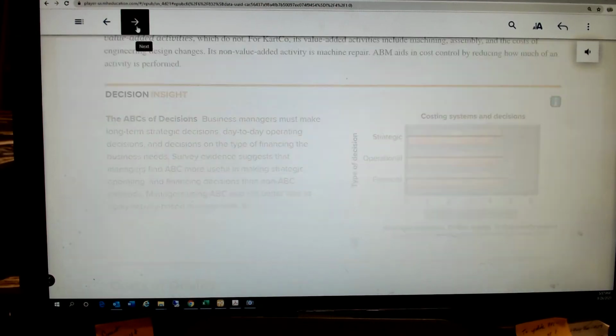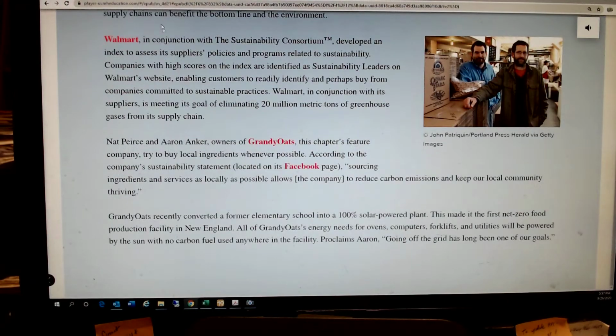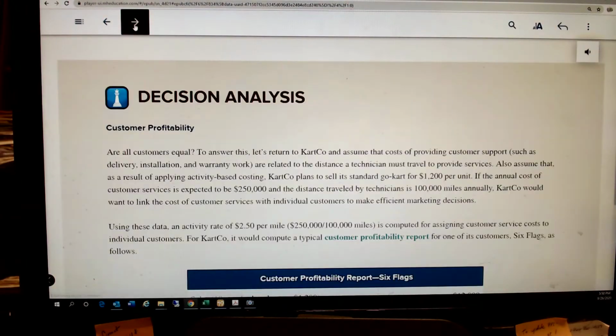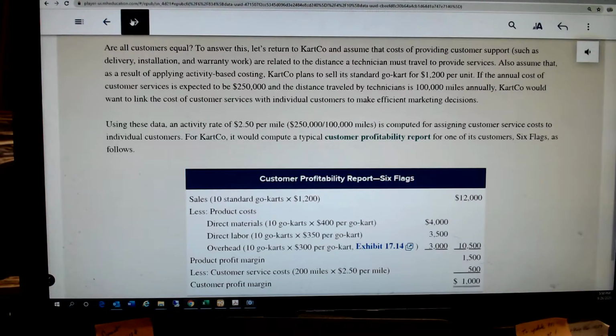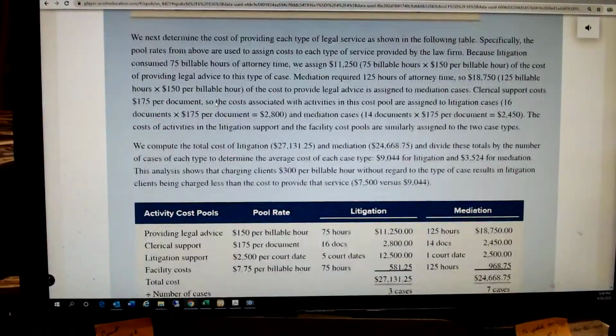Again, multiple choice questions. I think this text actually has just a few multiple choice questions. Let's see, where are they?